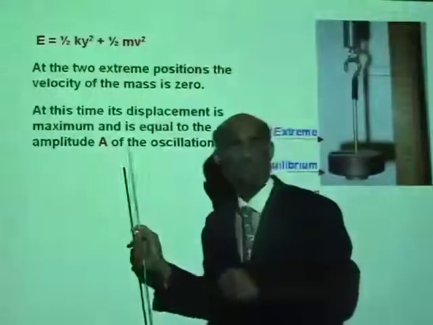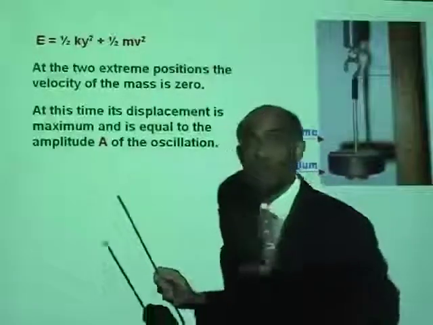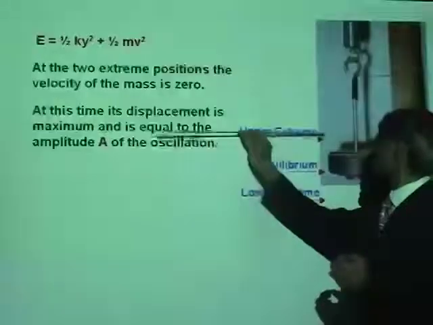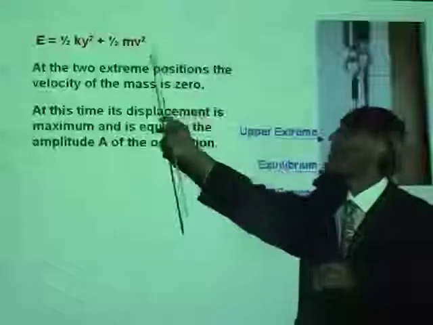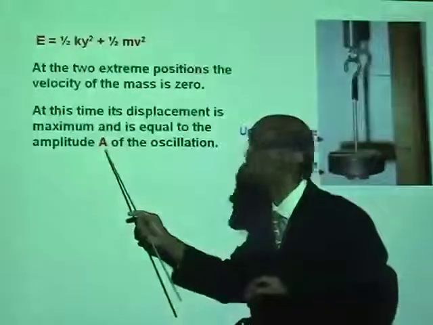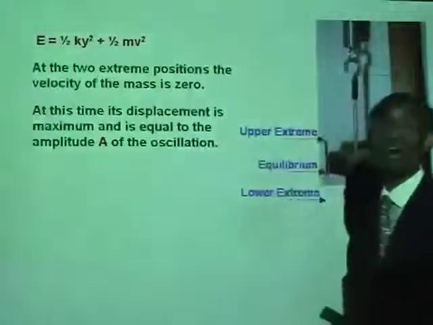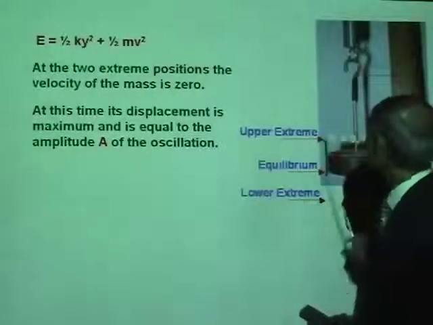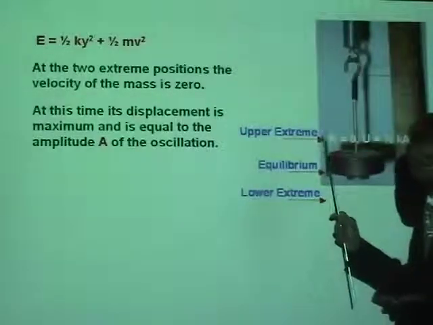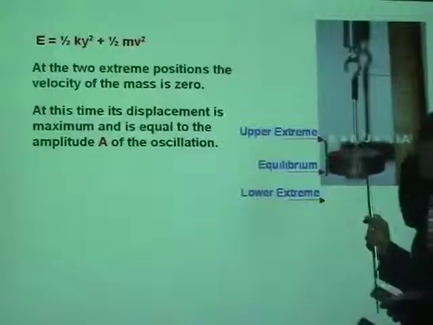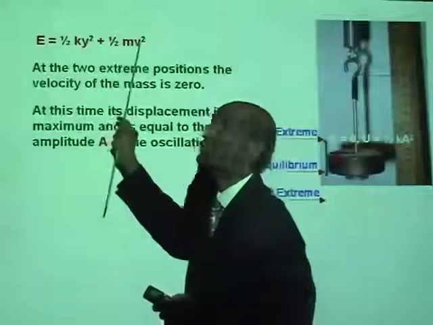What do you call the maximum displacement? There's a name for that. It's called the amplitude. So when the mass is at the upper extreme, its velocity will be 0 and its displacement y will be equal to A. Therefore, what will be the energy at that time? There, its kinetic energy will be 0. At the upper extreme, the kinetic energy is 0.